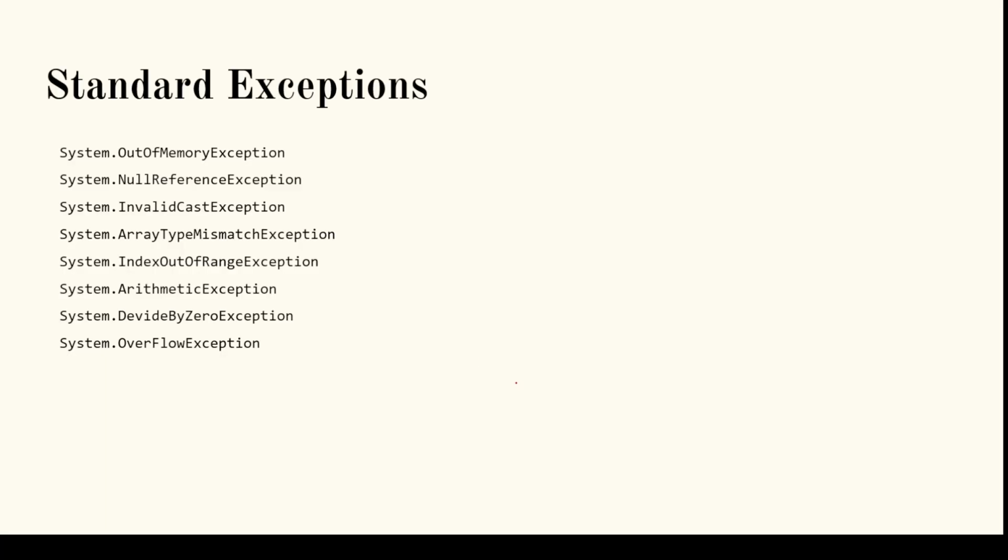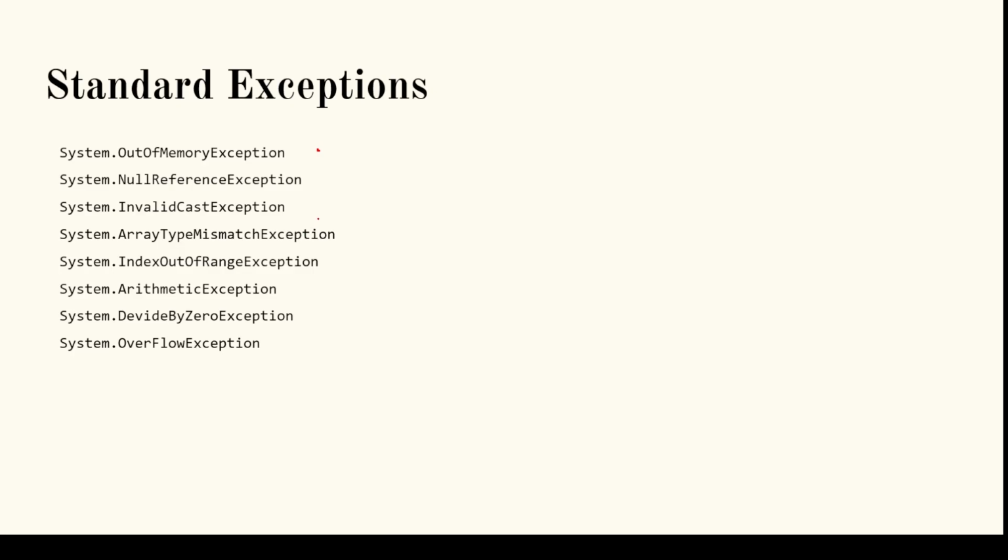For now, let's see what are the common standard exceptions that we have in .NET. First one is the out of memory exception. As the name says, when the application is running and the memory in our system is not enough, that time this exception will be thrown. Second one is null reference exception. Basically, when we try to access any object that is not initialized, that time we will receive the null reference exception.